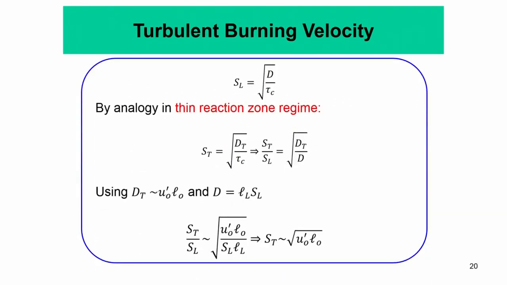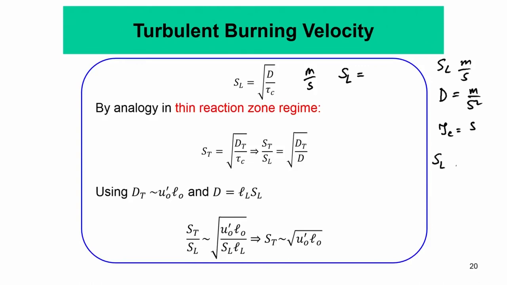So in the thin reaction zone regime, we have a very interesting idea from Damköhler. For a planar laminar flame, the flame speed has units of meters per second, and the diffusivity, when Lewis number equals 1, has units of meters squared per second. The time scale, or the flame crossing time, is essentially in seconds. So we can write this as a chemical time in terms of seconds.